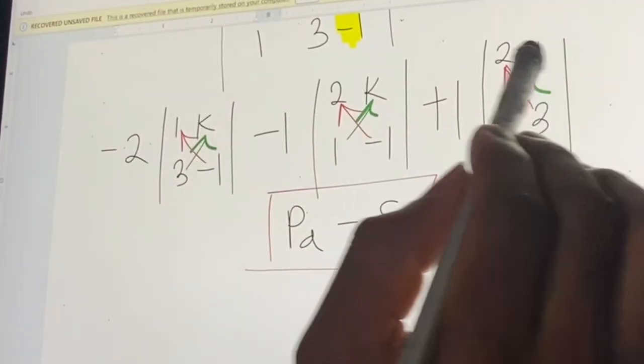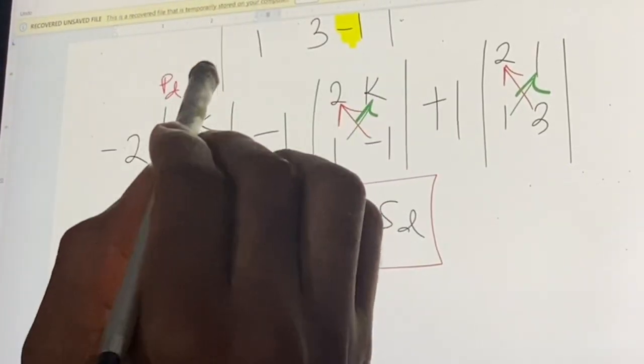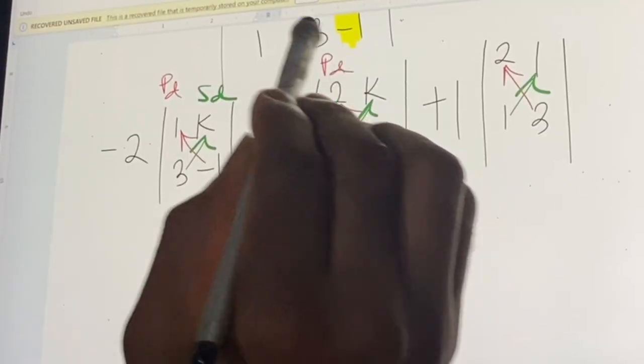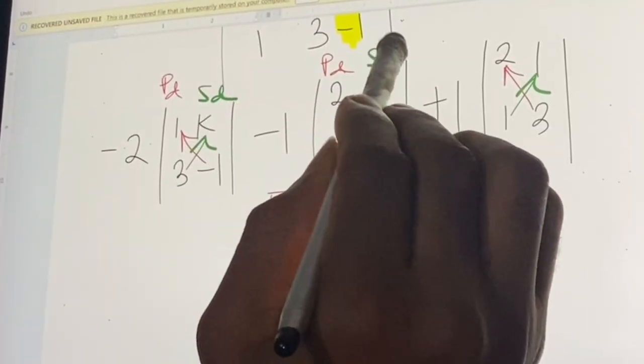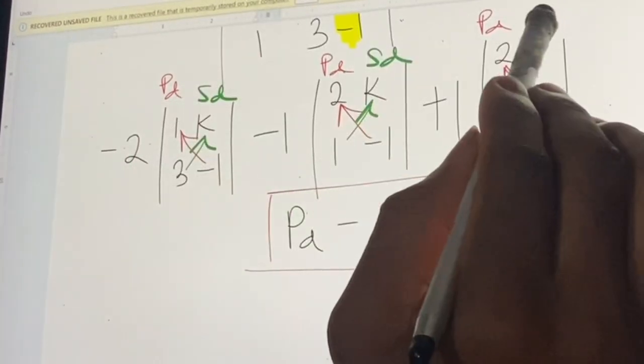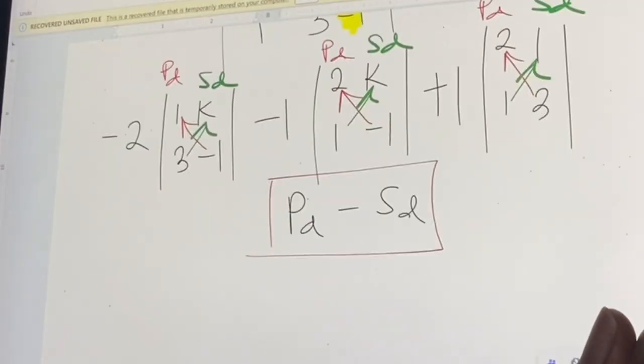This time, this will give us secondary. So our primary part is here, the secondary part is here, the primary part is here, the secondary part is here, the primary part is here, the secondary part is here. Please take note. So class, let's simplify this here.